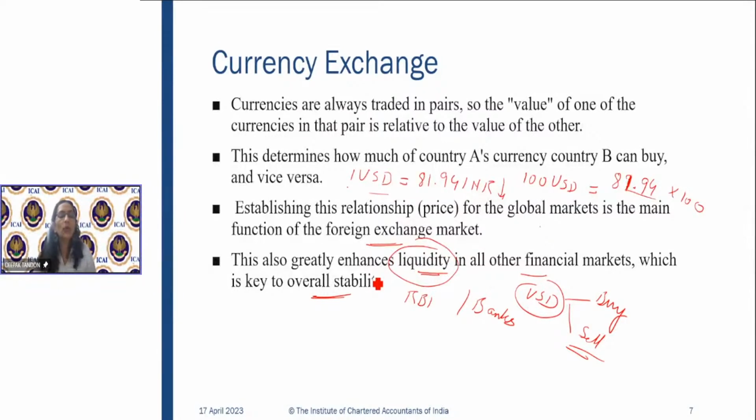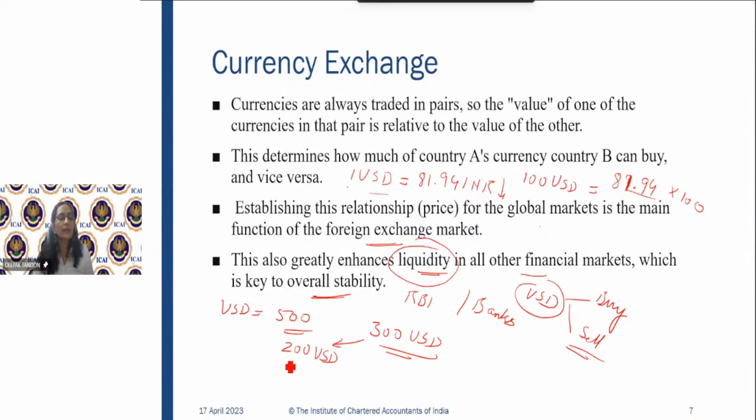You go abroad and when you are back home, you're left with some money. Suppose you had taken $500 from the bank. आपने USD 500 लिए, but you have spent only $300. Now you're back home. You go to the bank and say that I want to give $200 to the bank. And you're giving $200 to the bank and you're getting INR from the bank.